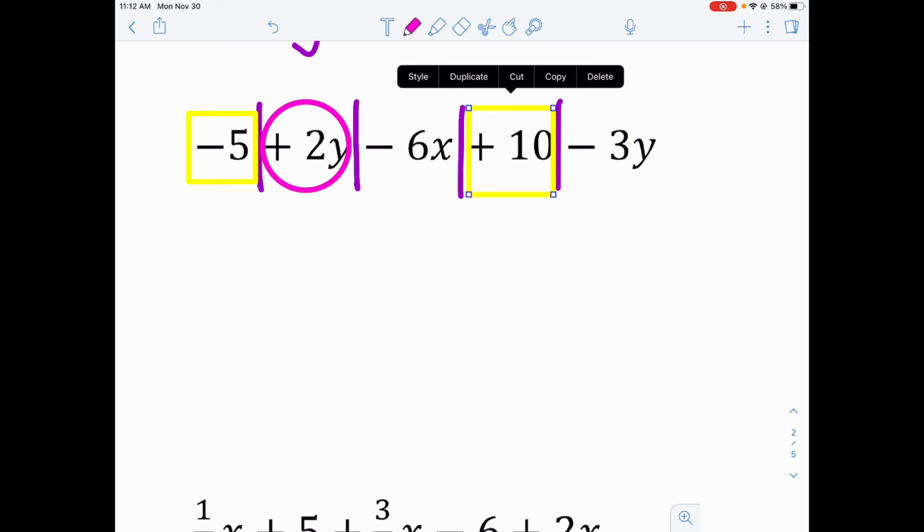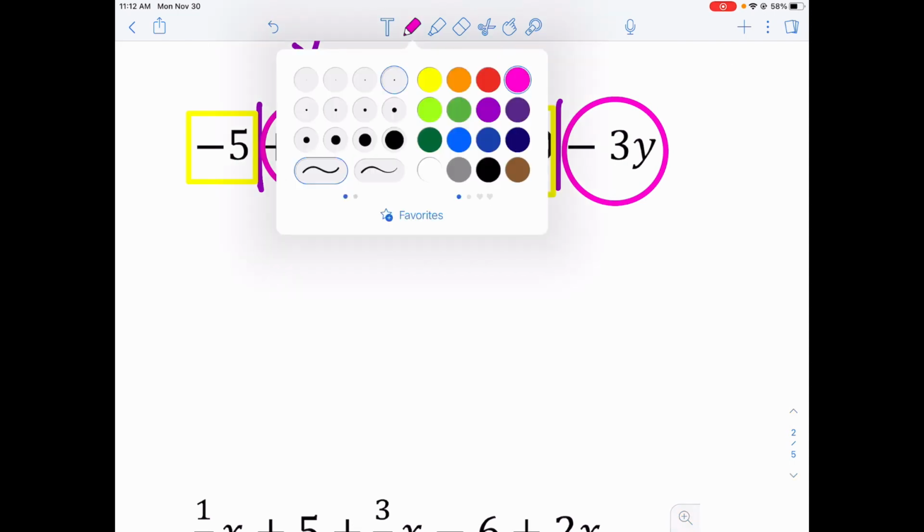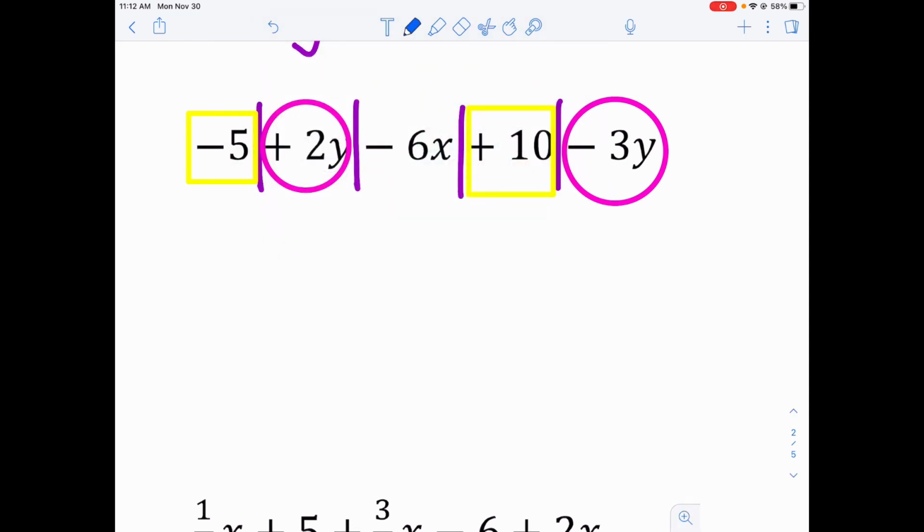So I am not going to circle negative 6x because they don't have the same variable. Moving down to a negative 3y, I'm going to circle that one because they have the same variable and those variables have the same exponent. Last but not least, I'll have to change colors and shapes one more time. I see a negative 6x. It gets its own shape and color because it is the only one of its kind in here.